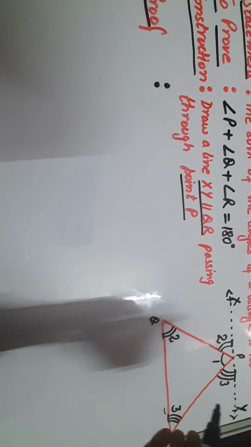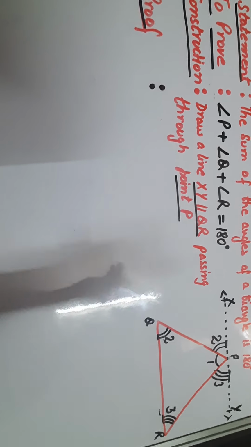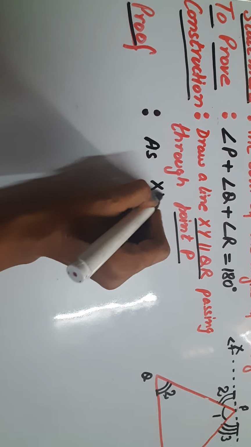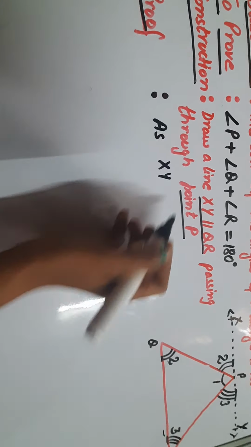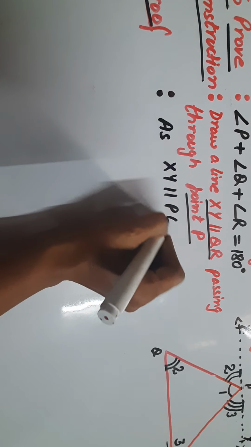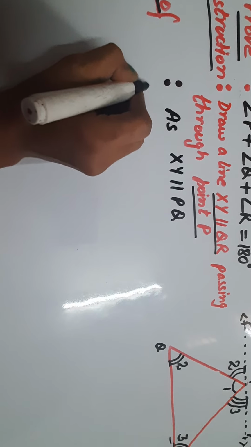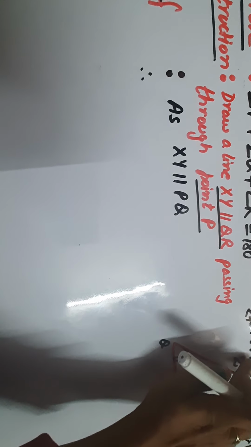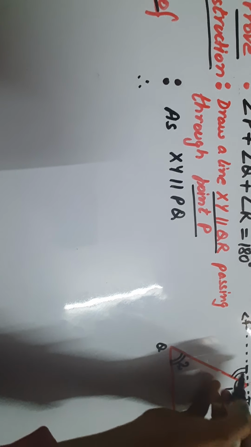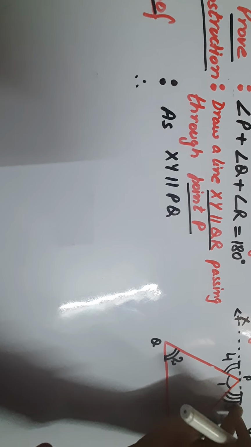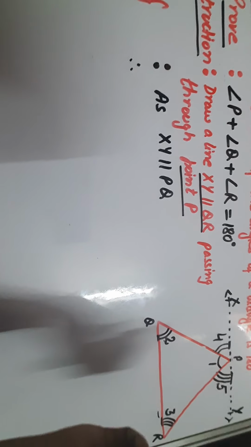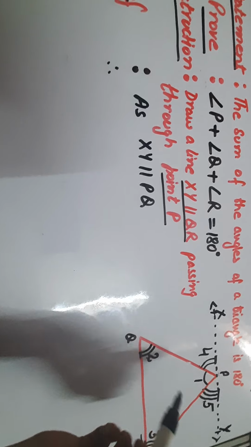So let us first write down these steps, then I'll explain the next step. So we will write it as: XY line is parallel to PQ. As it is parallel to PQ, therefore we can mark this angle as angle 4 and this angle as angle 5, right? So we will give them the numbers, easy to write.